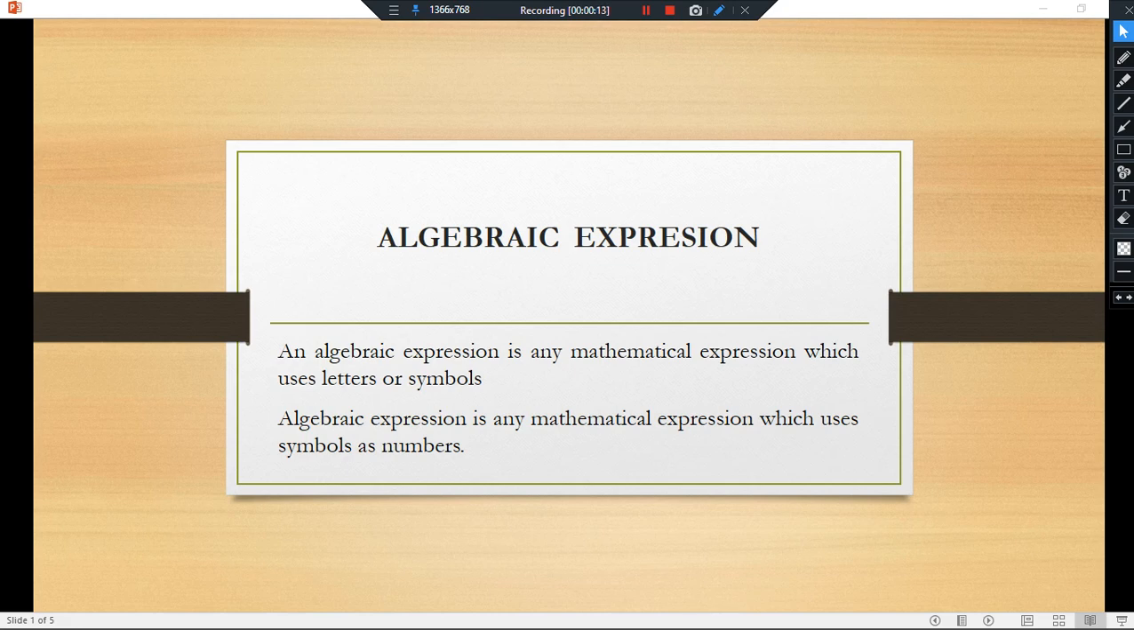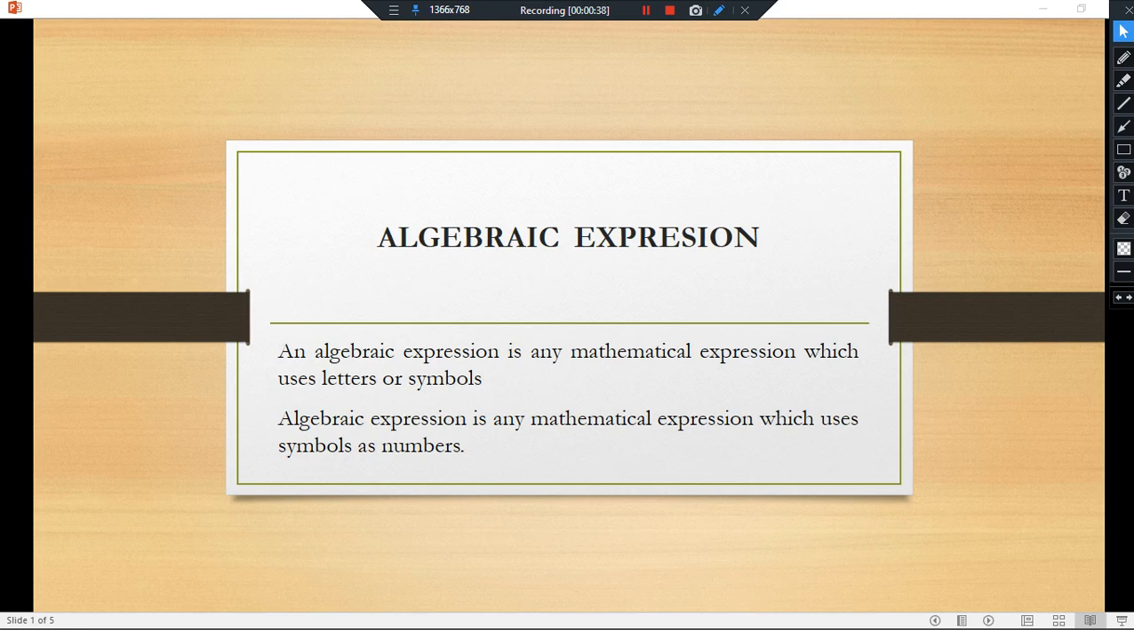Today we are going to learn something about algebraic expression. In today's lesson we are just going to look at the introduction to algebraic expression, some terminologies in algebraic expression, and then how to simplify algebraic expression. Now, without wasting much time, let us dive into it.